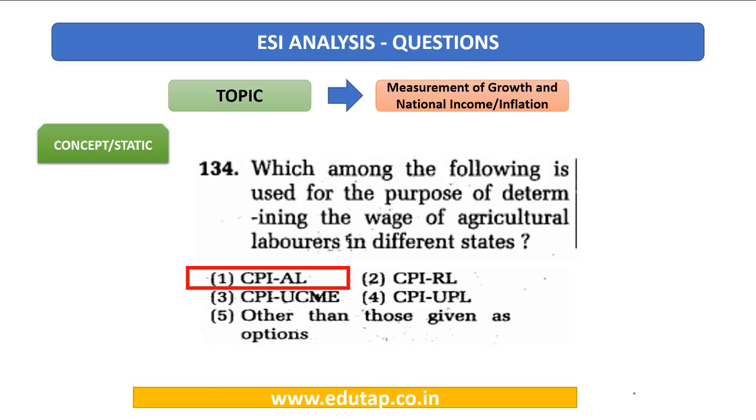Next question says, which among the following is used for the purpose of determining the wage of agricultural laborers in different states? Now the answer to this question is CPI-AL, agricultural laborers. Now this particular question can be linked to the measurement of growth and national income / inflation topic. So here again they're talking about CPI, the various parameters. So this is a kind of topic, once you have read this, it just registers in your mind. So make sure you have a proper list of it. And this question can be placed in the concept of the static part.